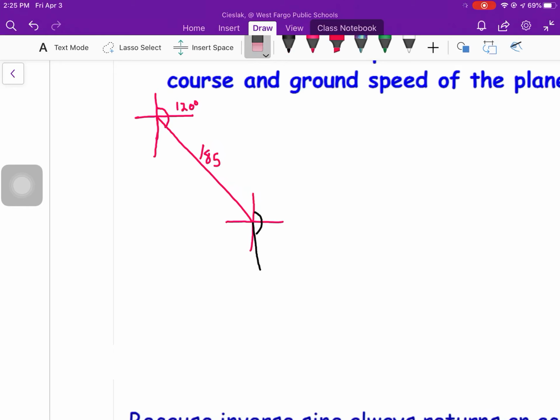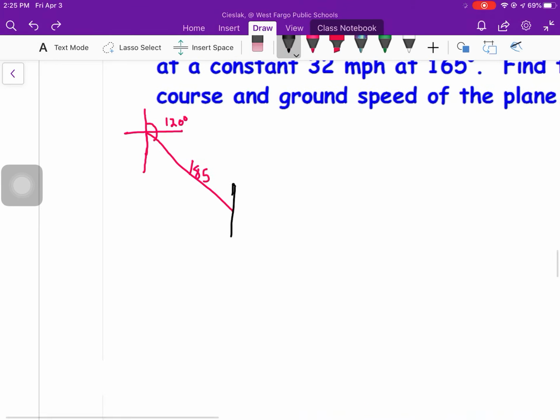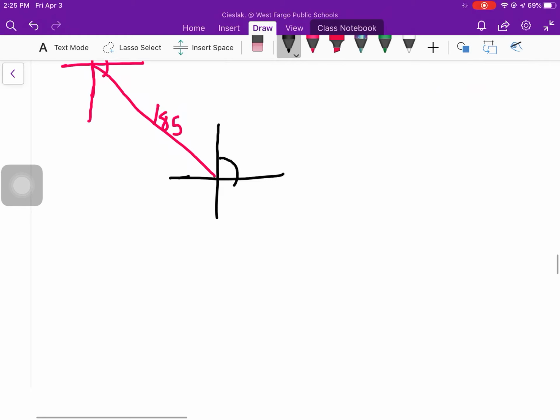I should have made this a little more. Let me back up, because you guys are going to have a tough time following that picture if I draw it like that. Okay, let's try this again. So my 120, I'm going to leave a little bit short of 120. That's a little better. Okay, so now we're at 165. Will probably work out a little bit better.